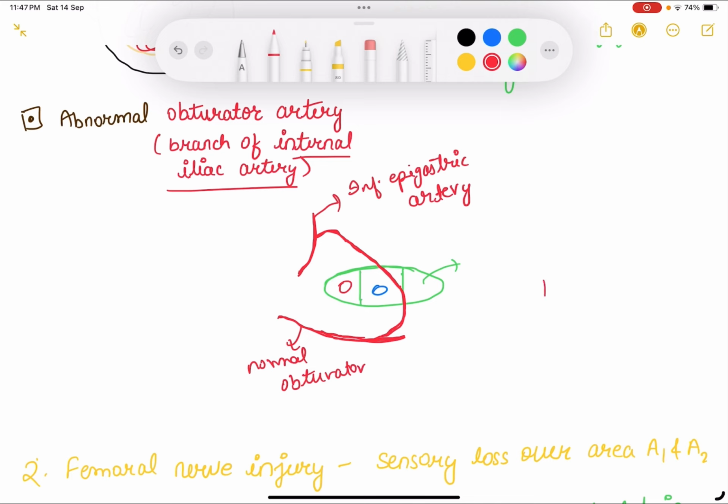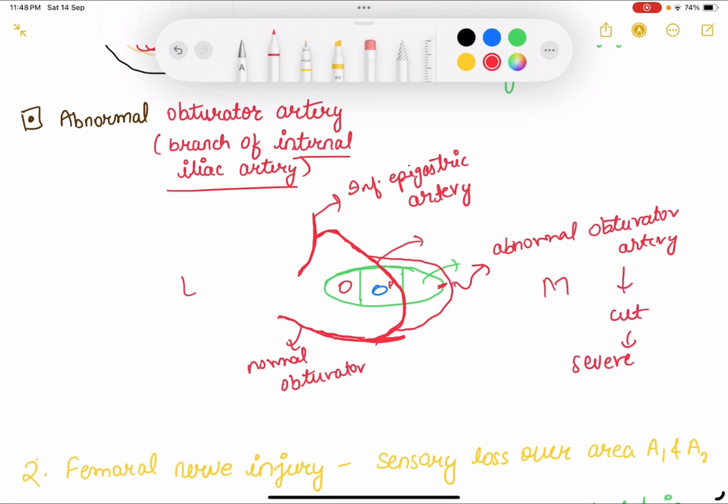So now, okay, this is the medial side and this is the lateral side. So now we can see that this abnormal obturator artery is basically passing along the femoral vein. So it is not coming in our way when it comes to cutting the lacunar ligament. But sometimes what happens is that this abnormal obturator artery comes on the medial side. Now it is difficult to cut the lacunar ligament. Therefore, the surgeon has to be very careful, else if by any chance he cuts the abnormal obturator artery, there might be severe hemorrhage.